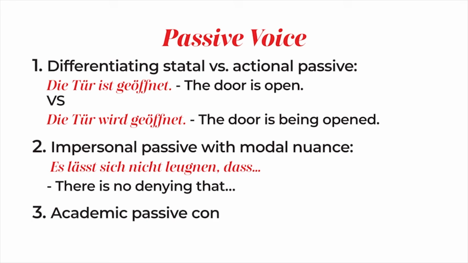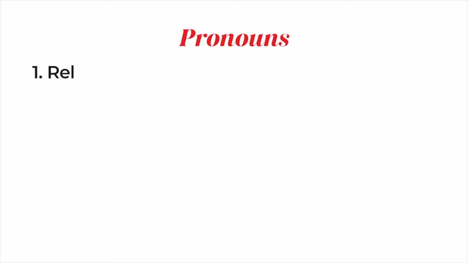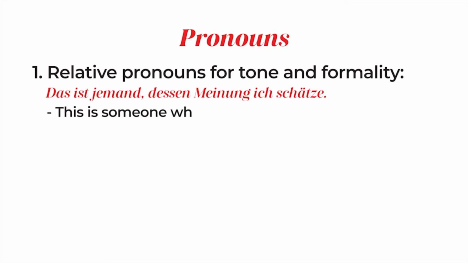Academic passive constructions. Es wird davon ausgegangen, dass. It is assumed that. Pronouns, specifically relative pronouns for tone and formality. Das ist jemand, dessen Meinung ich schätze. This is someone whose opinion I value.